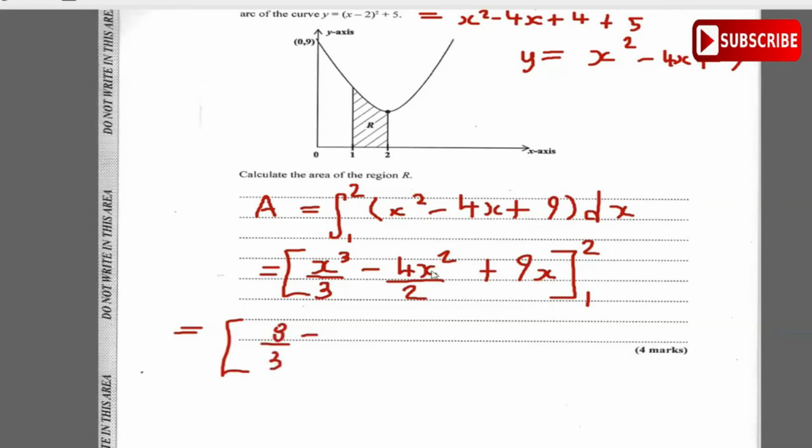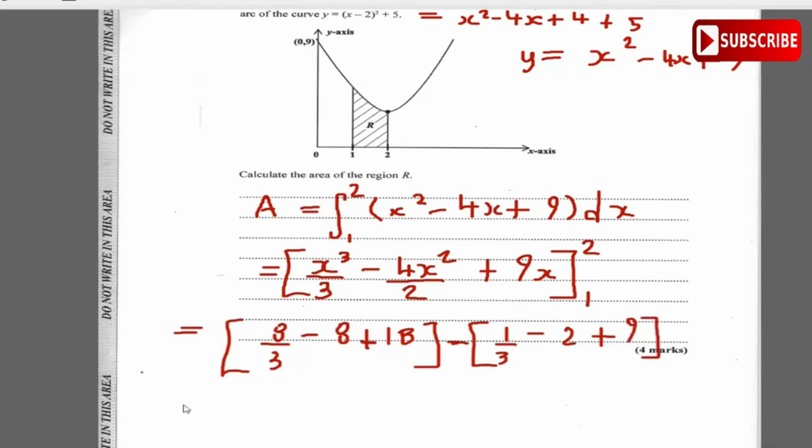plugging in 2, we get 2 squared, which is 4. 4 times 4 is 16. 16 over 2 is 8. So that's minus 8, plus 2 times 9 is 18. And then we subtract, plugging in 1. When you plug in 1, you get 1 cubed over 3, which is 1 over 3, minus 4 over 2, which is 2, plus 9 times 1, which is 9.